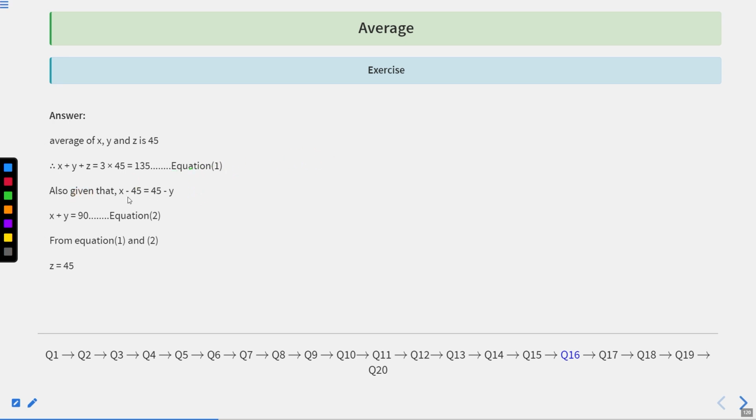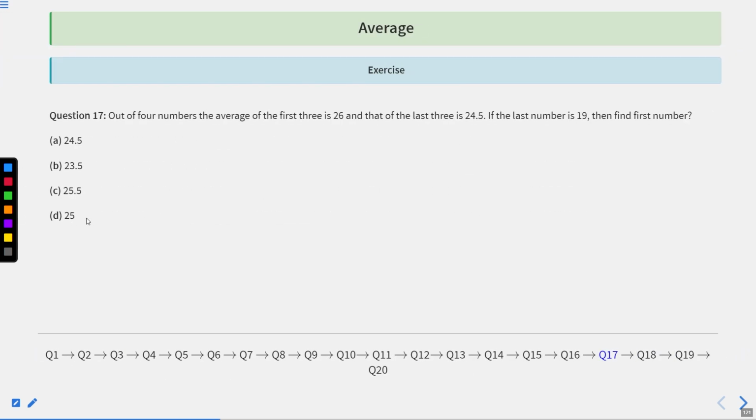Also, it is given that x minus 45 equal to 45 minus y. So x plus y is equal to 90. This is equation number 2, which was obtained from this one. So now on solving equation number 1 and equation number 2, we get z equal to 45. That's the final answer, 45.